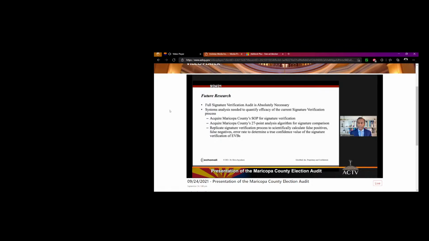What I mean by this is, this would be a profound opportunity for improving US election processes, because this has not been done. You read literature on the left or the right, everyone complains that the signature verification process has significant issues. We have an opportunity right now with this data to do a 27-point analysis and really come up with an actual rate, which would give us a scientific metric of the confidence value of the entire EVB system. And finally, we need to review the chain of custody.